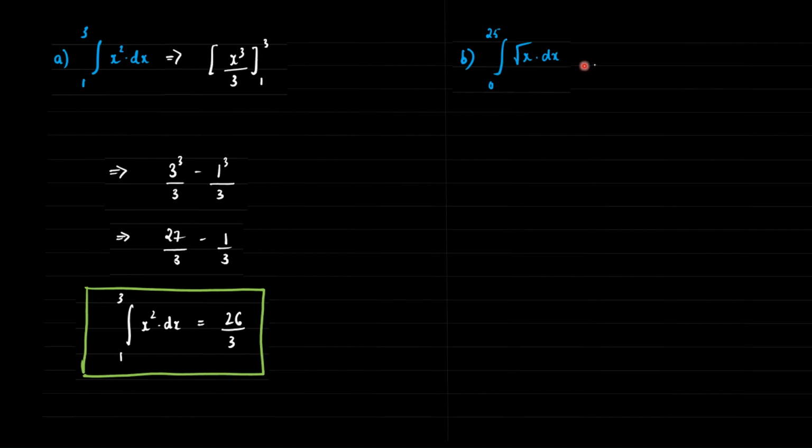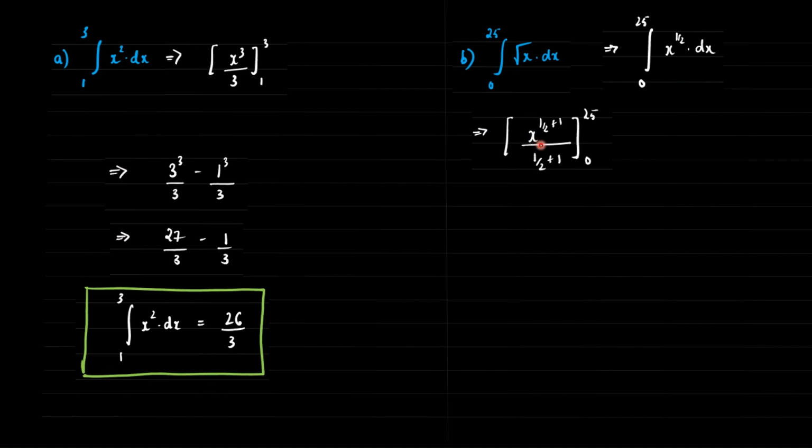I can write square root of x as x raised to the power of half. Now again I can use the power rule of integration. So it is going to be x raised to the power of half plus 1 over half plus 1 from 0 to 25. So let me simplify the powers of x first. x raised to the power of 3 over 2 divided by 3 over 2.